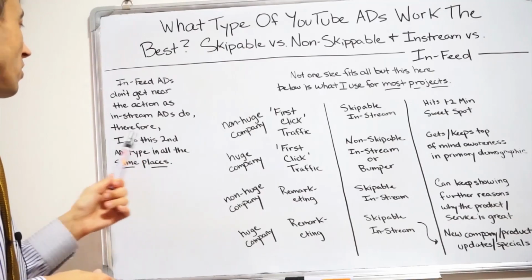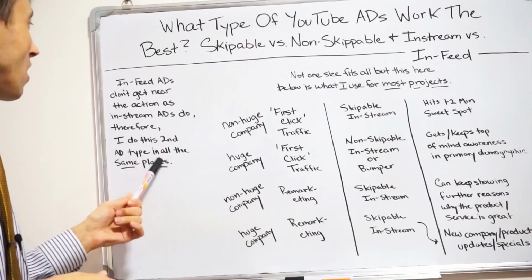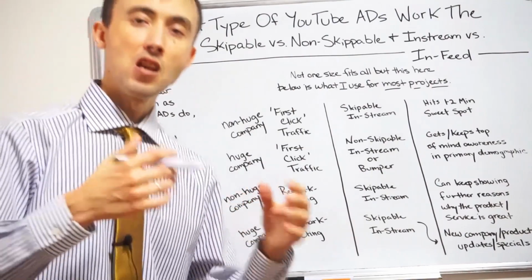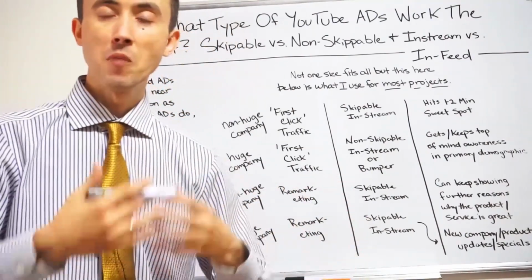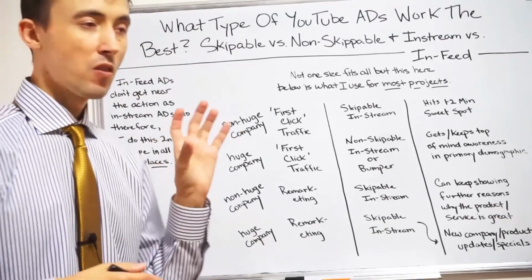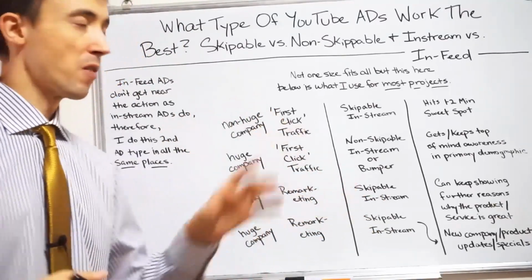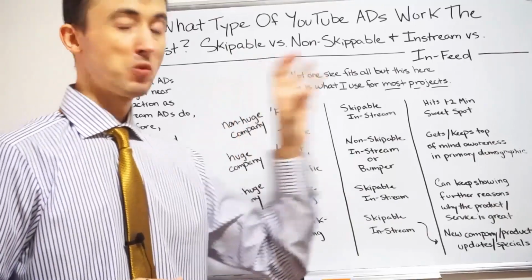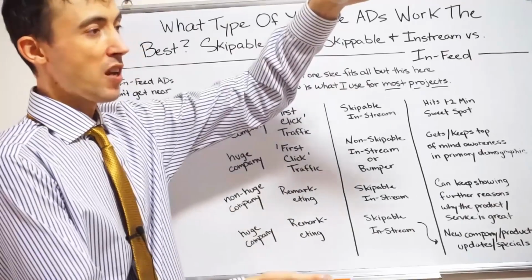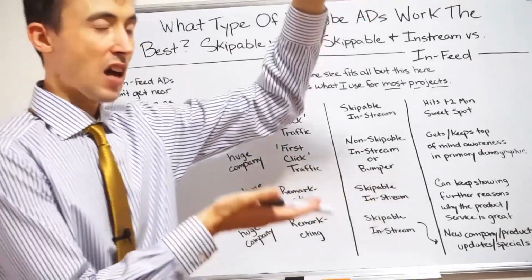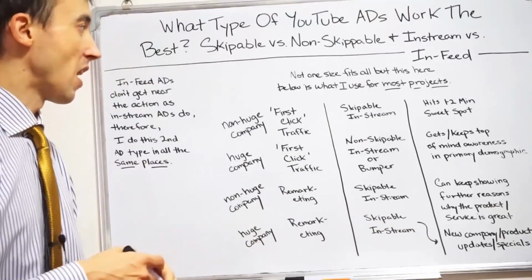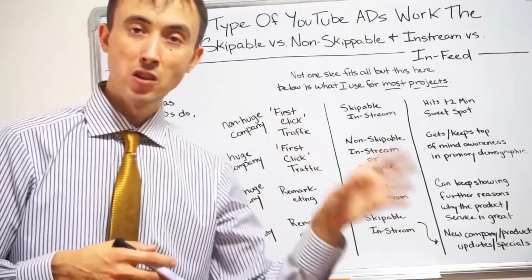Therefore, I do the second ad type, in-feed, in all the same places in which I would do the in-stream ads to multiply what I'm getting from in-stream ads, generally speaking. As you maybe watched on my other videos, a lot of times I'll target specific videos because YouTube lets you do it. You can say, of these 20 videos that review my competitors' products, I want my video to show up within those videos, as skippable in-stream ads.